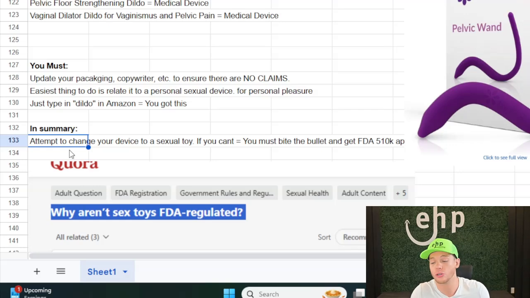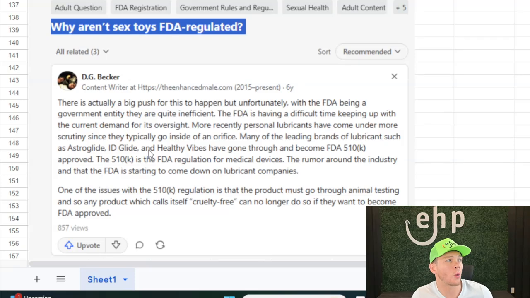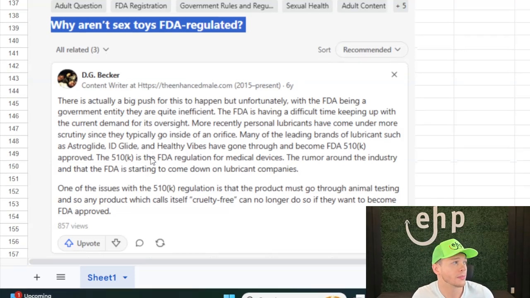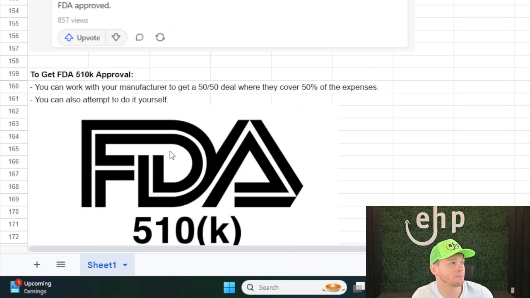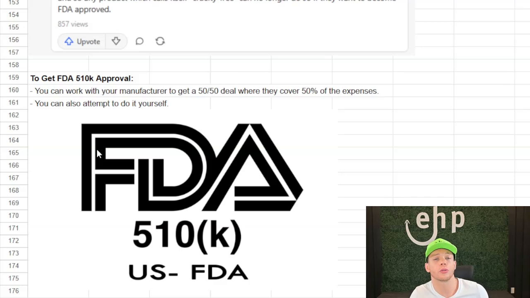If there's no way it can be considered a sexual toy, then you're going to have to get FDA 510K approval. And this explains why FDA sex toys aren't regulated. This is from 6 years ago, but it's still the same. But to get FDA 510K approval, there's a lot of things.